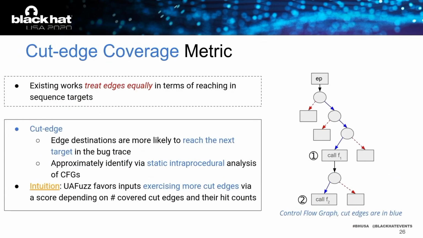As existing work treats edges equally in terms of reaching sequential targets, we propose a lightweight cut-edge coverage metric by measuring progress at edge level, but on the critical decision nodes only. First, we statically identify cut-edges whose destinations are more likely to reach the next target in the bug trace. As shown in the figure, it's lightweight because we only perform static intra-procedural analysis of the control flow graph. At runtime, UAFAS favors inputs exercising more cut-edges via a score depending on the number of covered cut-edges and the hit count.